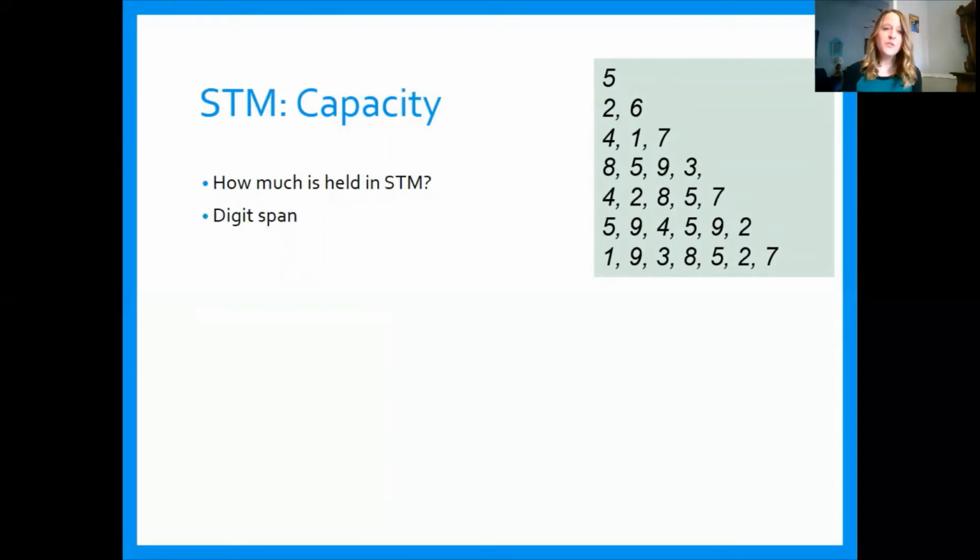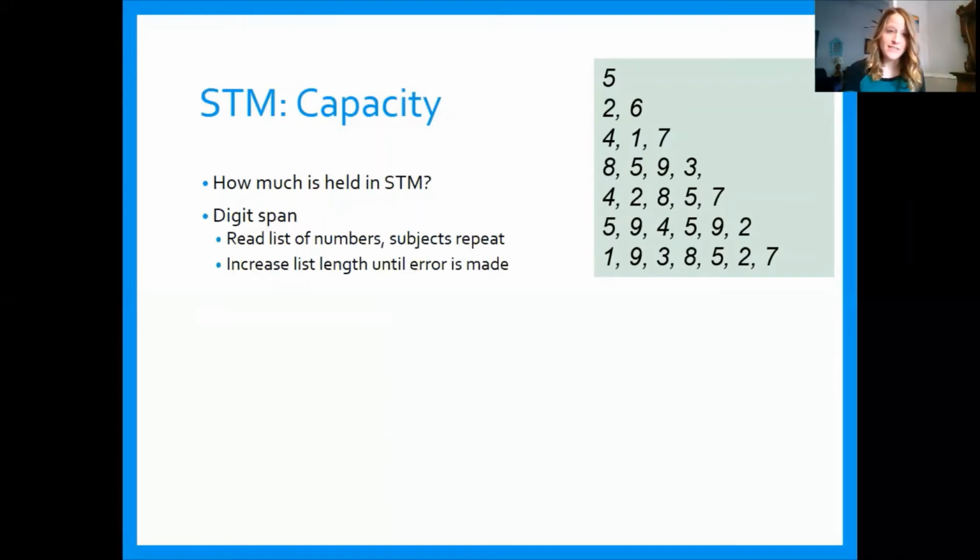I may say 2, 6, and ask you to repeat that back to me, 2, 6. Then say, okay, 4, 1, 7. You repeat back 4, 1, 7, so on and so forth until you make a mistake, right? Until the number of digits gets so long that you can't remember all of them. So maybe we get all the way to the end of this list here.